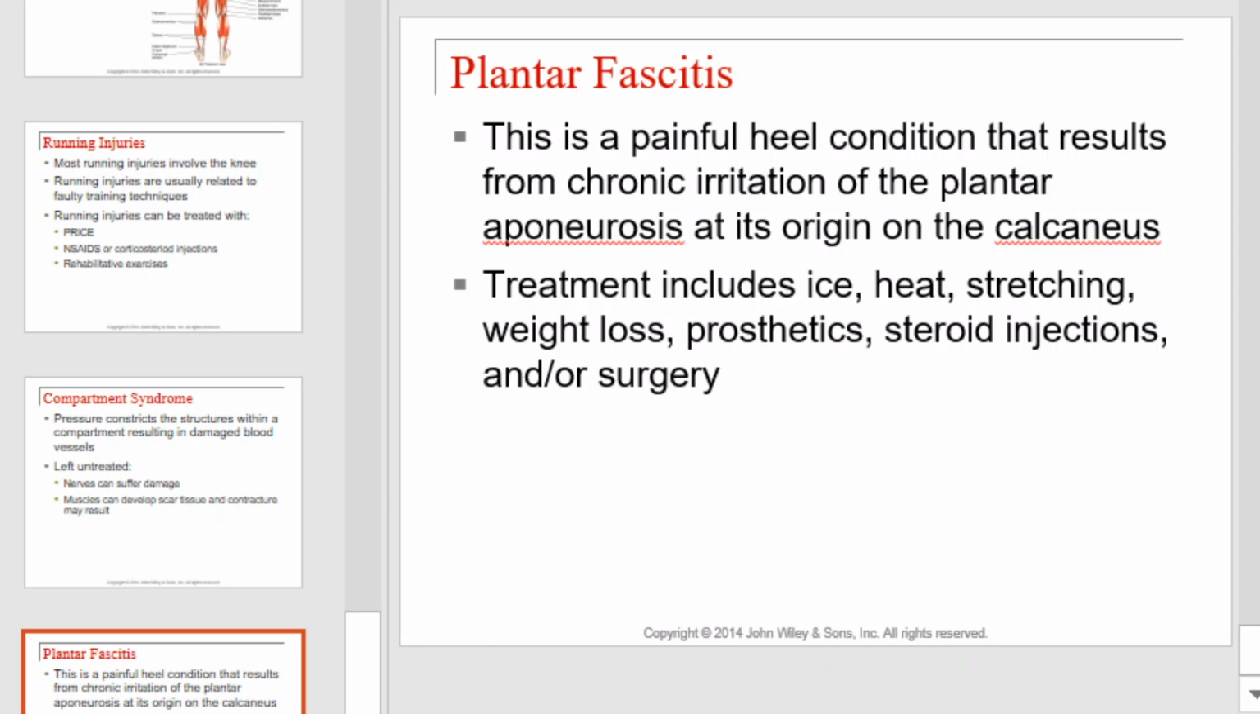Plantar fasciitis. Plantar fasciitis is a painful heel condition that results from chronic irritation of the plantar aponeurosis at its origin on the calcaneus. Treatment includes ice, heat, stretching, weight loss, prosthetics, steroid injections, and/or surgery.